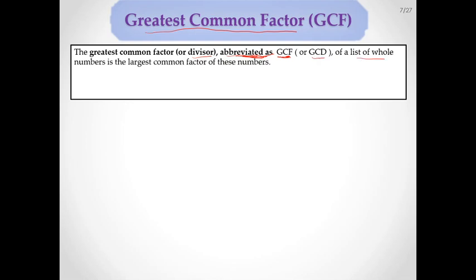The greatest common divisor of a list of whole numbers is the largest common factor of these numbers. For example, the greatest common divisor or factor of 12 and 18 is 6, because 6 divides 12 and 18. And the greatest common factor of 175 and 225 is 25, because 25 is the greatest number dividing both, which means common factor.